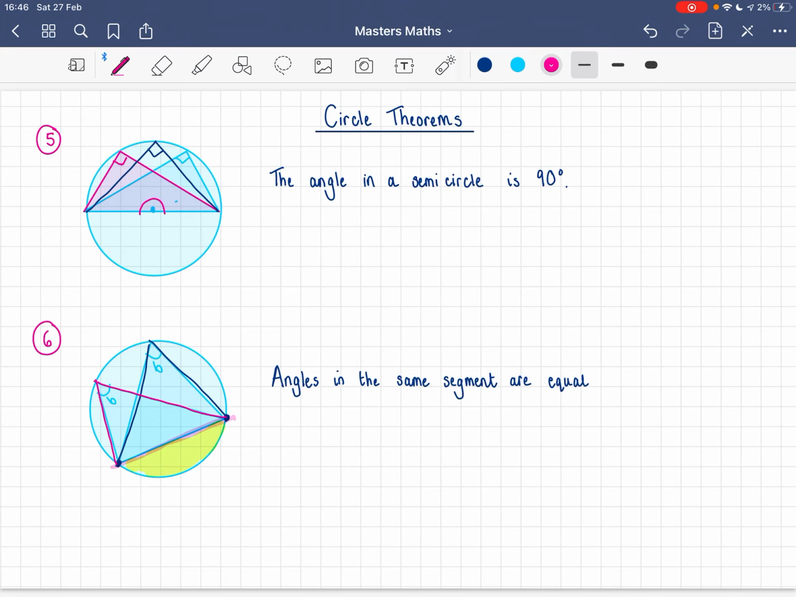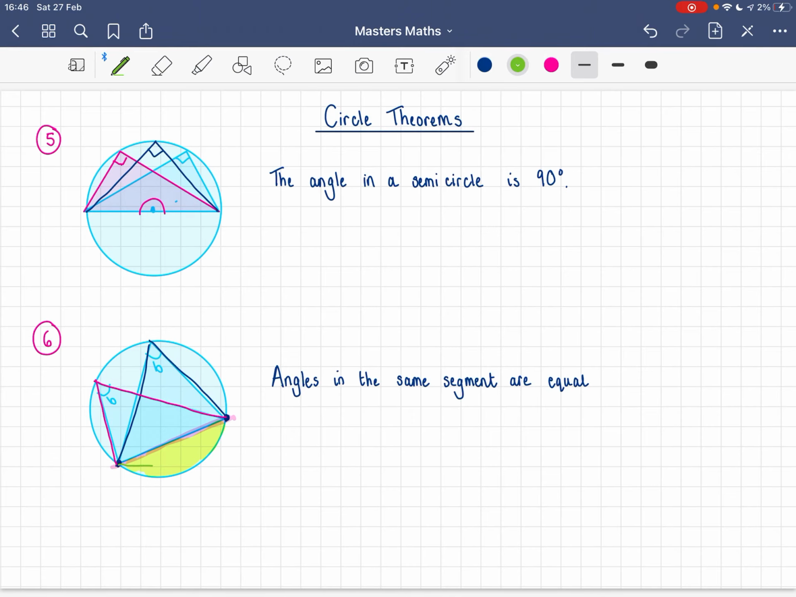Yeah, so those two angles would be equal to each other. The same would work if we went the opposite way around. So we could, can I change colours? If I go green, I could go on the other side of that chord as well. So I could go into that yellow segment and create some angles.